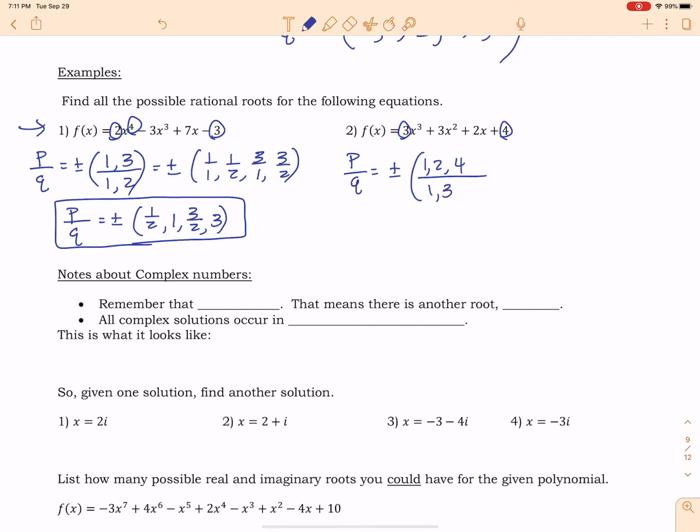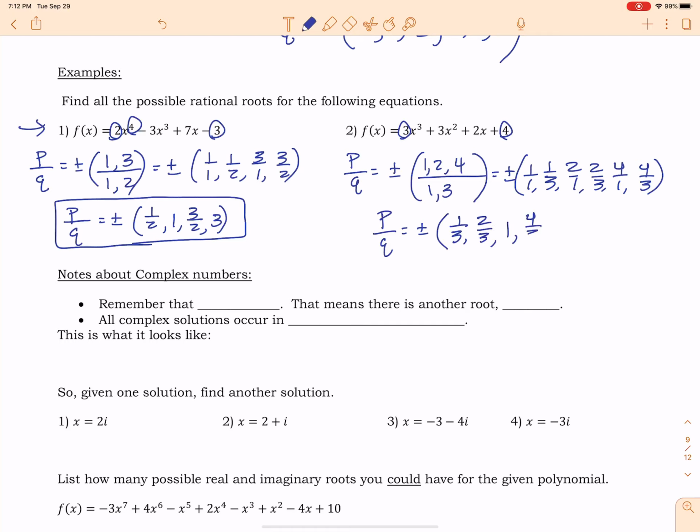3 is 1 and 3. So again, I'm going to write out all my possibilities. I've got 1 over 1, 1 over 3, 2 over 1, 2 over 3, 4 over 1, 4 over 3. And then I am going to put these in order. All right, so I've got 1/3, 2/3, 1, 4/3, 2, and 4. There we go.